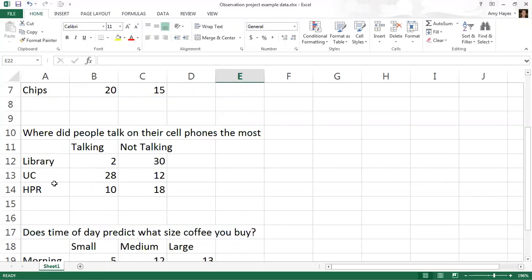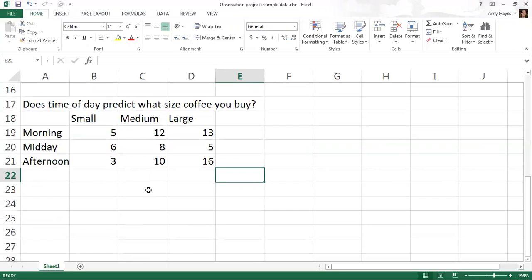So let's say your study is looking at where people are talking on their cell phones. So you're counting up every person that walks by that you see that is talking on their phone, and you're also writing down if you see somebody who's not talking on their phone. And then you're taking these observations in different locations. So at the library, at the UC, at the HPR building. And again, what you would need to do is get with your group and add up all of the observations that go in each of these cells. So how many people total did all of you see not talking on their phones at the library, at the UC, at the HPR?